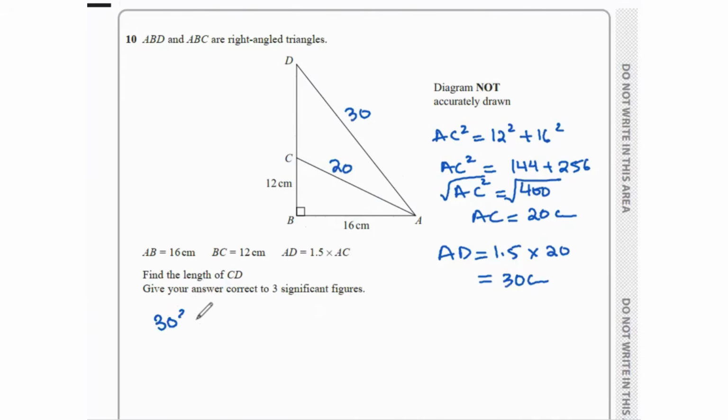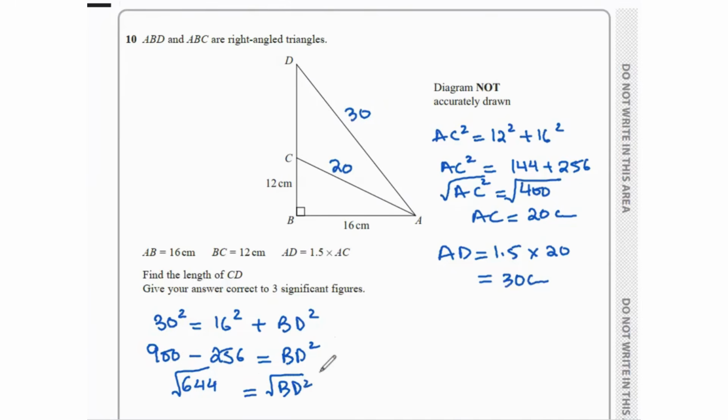So 30 squared equals 16 squared plus BD squared. That's 900 minus 256 equals BD squared. 900 minus 256 is 644. We square root both sides, and that gives us a value of 25.37 centimeters.